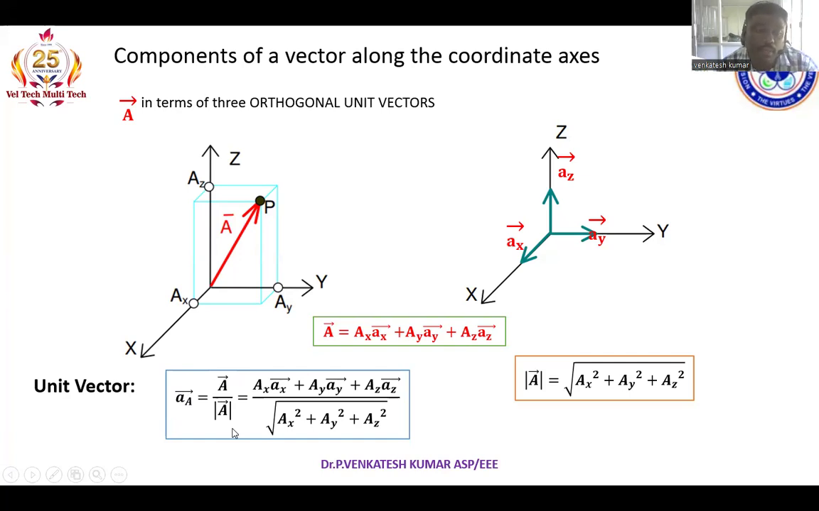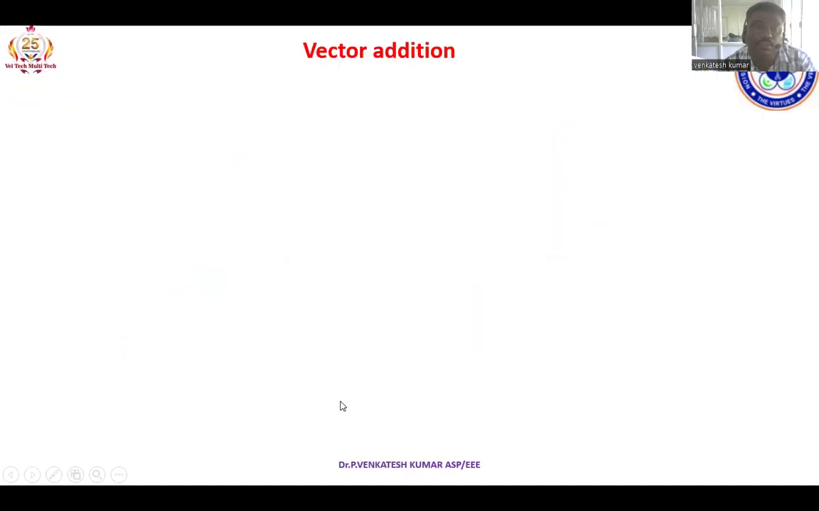The unit vector of A is equal to A vector divided by the magnitude of A, which is (Ax vector plus Ay vector plus Az vector) divided by the square root of Ax squared plus Ay squared plus Az squared. This way, if you are given any vector, you can calculate its unit vector. The unit vector shows how much our vector moves along each of the three orthogonal coordinates. That's how we can easily identify the unit vector.